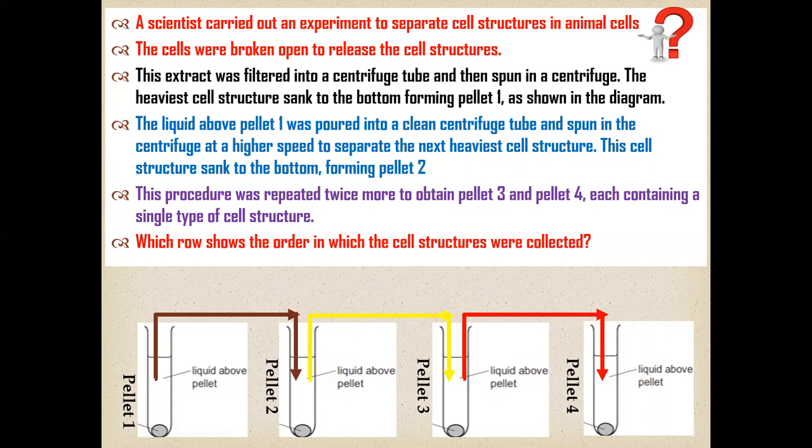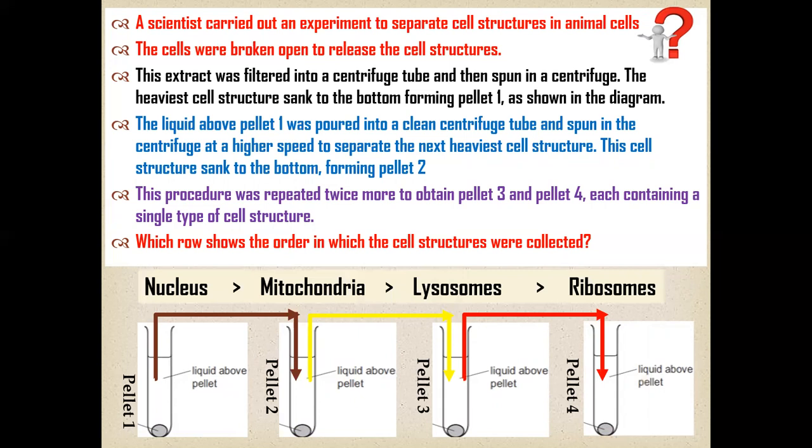If you check the heaviest particle and the lighter particles, the sequence comes like that. The nucleus in the animal cell is the heaviest particle. After the nucleus, there is the double membrane bounded mitochondria. After the mitochondria, we have lysosomes, and after lysosomes, we have ribosomes. So the sequence from heaviest to lightest particle moves from nucleus, mitochondria, lysosomes, and ribosomes.